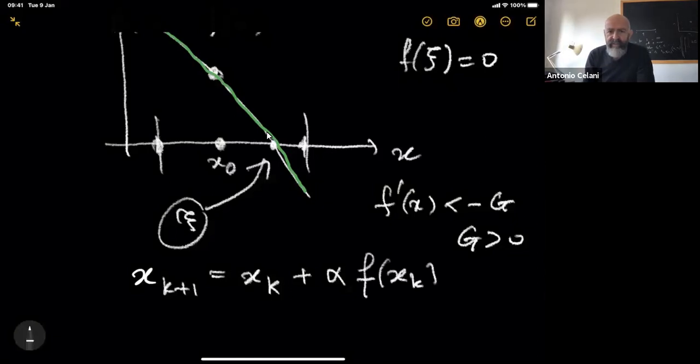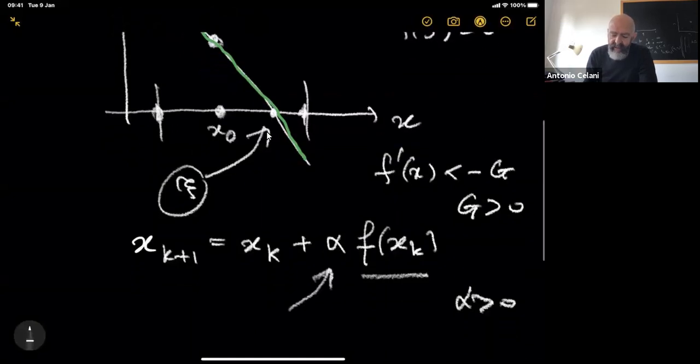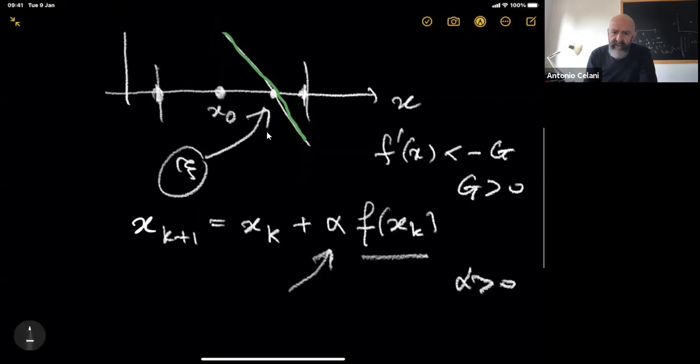So you choose a point xk starting with k equals 0. I give you the value of the function. Okay, then if the function is positive, this means that you have to step to the right. If the function is negative, it means that you have to step to the left. And this alpha here goes by different names, step size, but we're going to call it the learning rate.